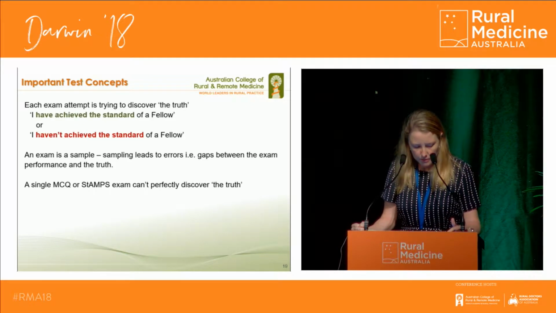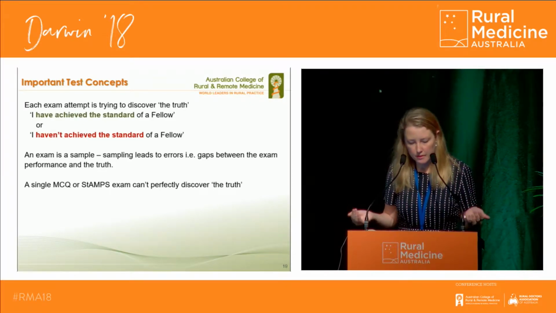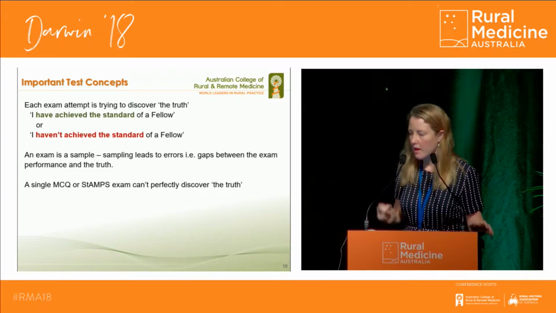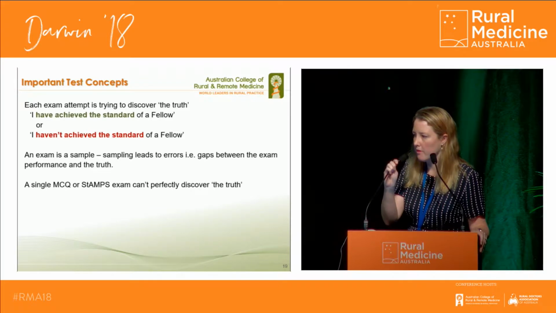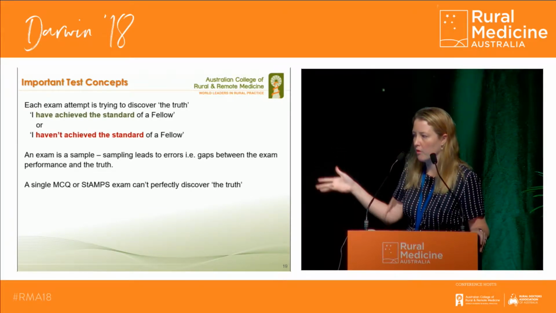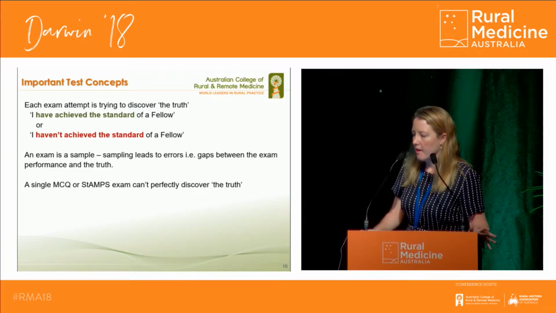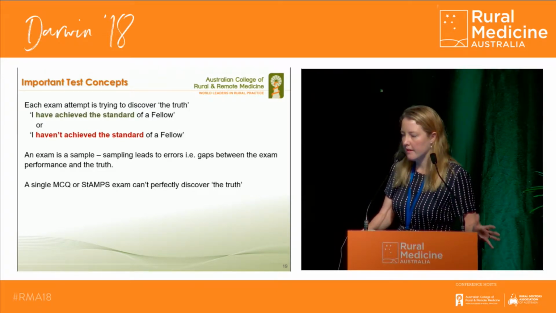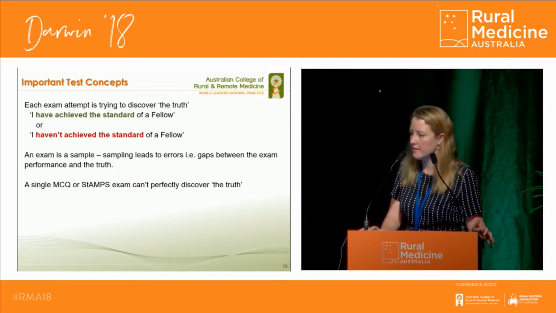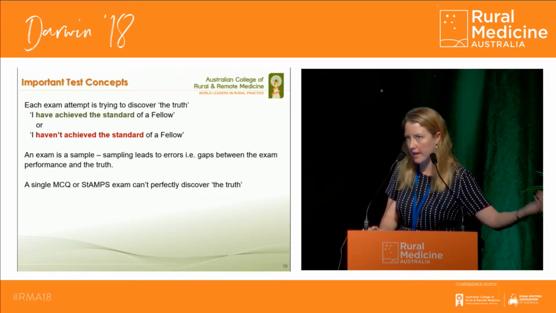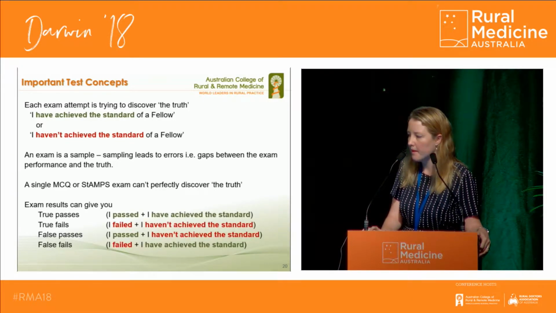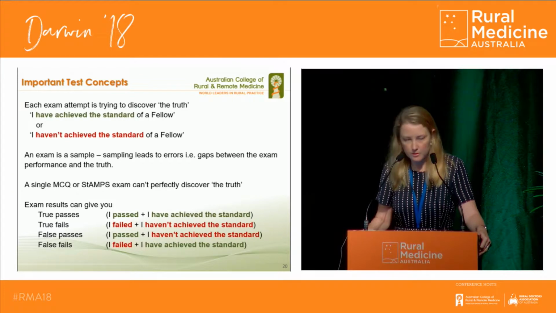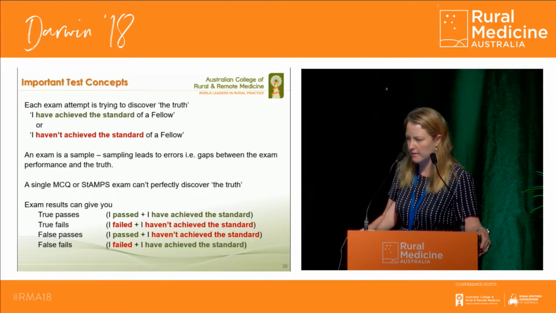So we're going to talk briefly now about quality control that goes into the multiple choice question exams. What we're trying to discover is the truth of whether the candidate has achieved the standard of a fellow or not. An exam is a sample, and any sampling can lead to errors. So there's a gap between the candidate's performance and the truth, which is whether or not they've reached fellowship standard. You can get true passes, true fails, false passes and false fails.